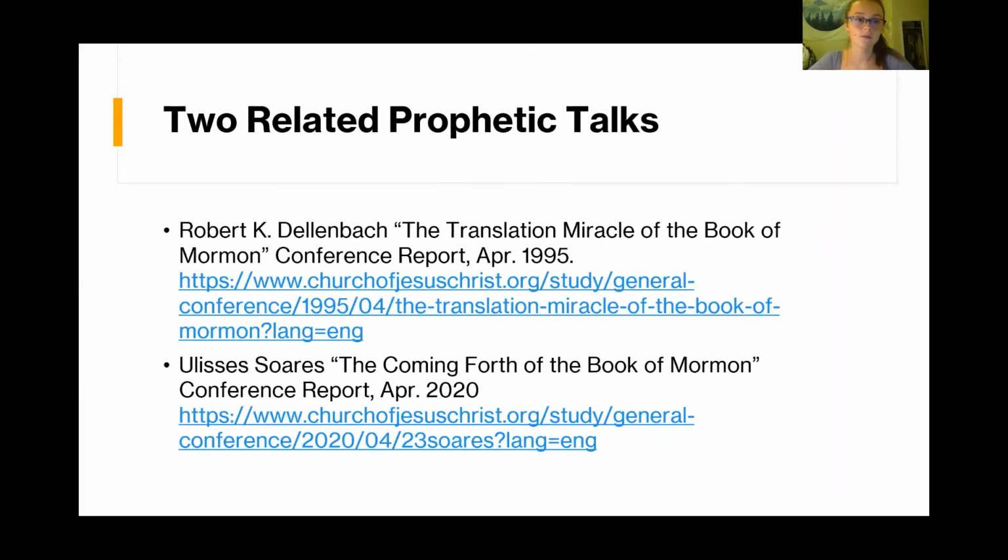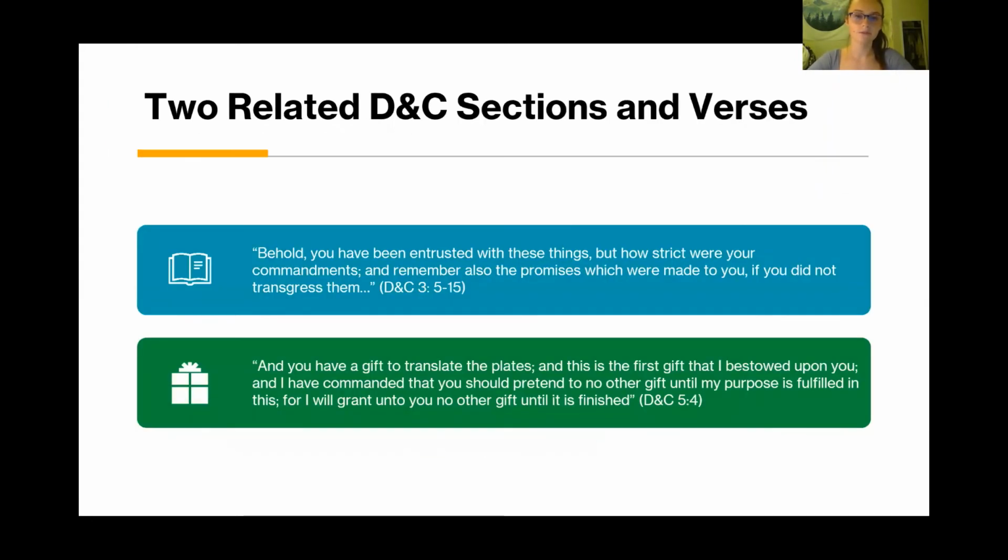Two of my talks, one was by Robert K. Dellenbach, a member of the 70, titled The Translation Miracle of the Book of Mormon. This was given in 1995. My other one was by Ulysses Soares, The Coming Forth of the Book of Mormon, given in April of 2020. Both of them, like the scholarly articles, talked about the divine power of God and how that was used to translate the Book of Mormon, as well as the instruments used, and how much of a miracle it truly was.